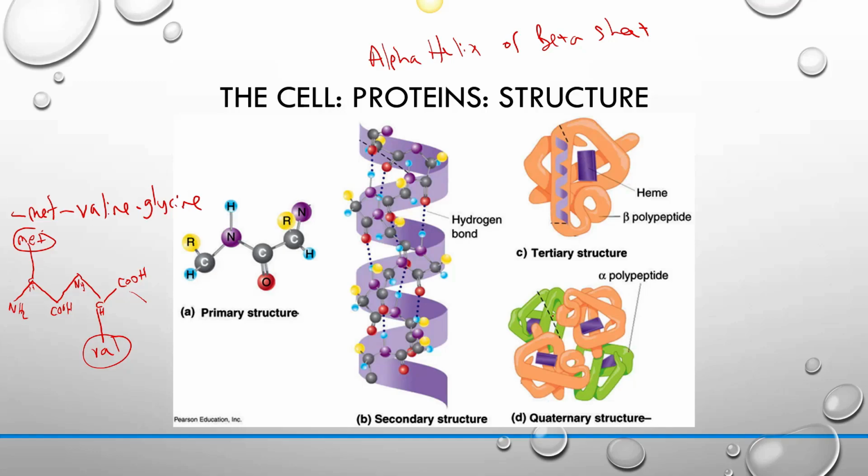So now we have multiple tertiary structures coming together to create a functional protein. So we have primary structure, it's just the sequence of amino acids. Secondary structure is a two-dimensional folding, which can either be an alpha helix or a beta sheet. Then we have tertiary structure, which is a three-dimensional folding. And then finally, we put multiple tertiary structures together to form a quaternary structure.